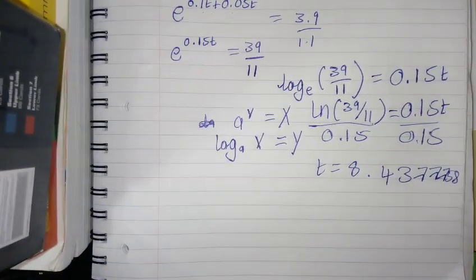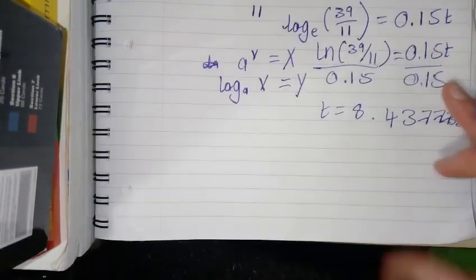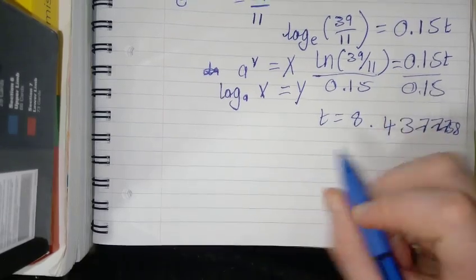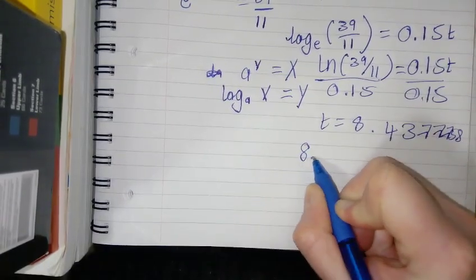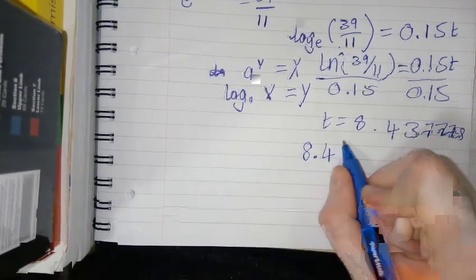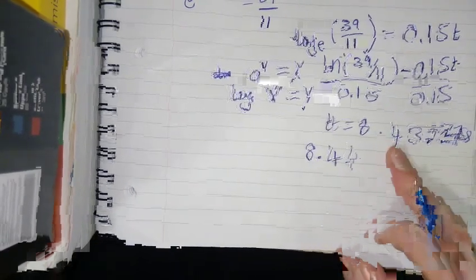find the year, so they want to get the year in which the populations will be equal. So they'll be exactly equal at 8.44 approximately, if you round it.